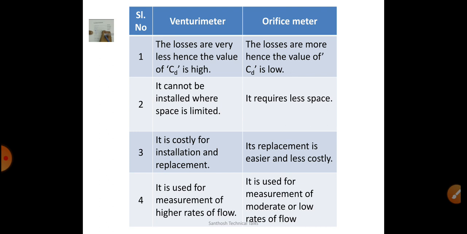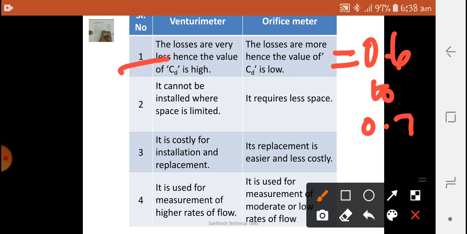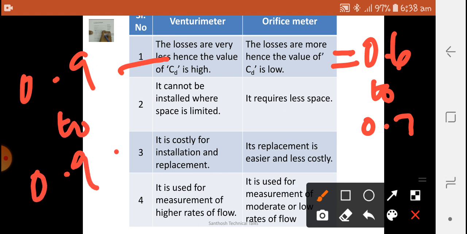Here the losses are very less, hence the value of CD is very high in the venturimeter, whereas in the orifice meter the losses are more. Therefore the CD value, the coefficient of discharge, is low. As I say low, it is about 0.6 to 0.7. Here I am saying 0.9 to 0.98, like that. Okay.